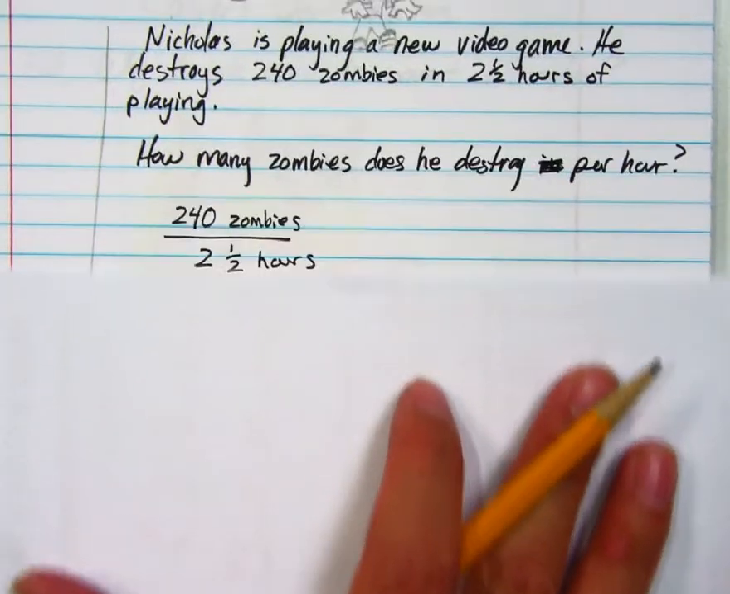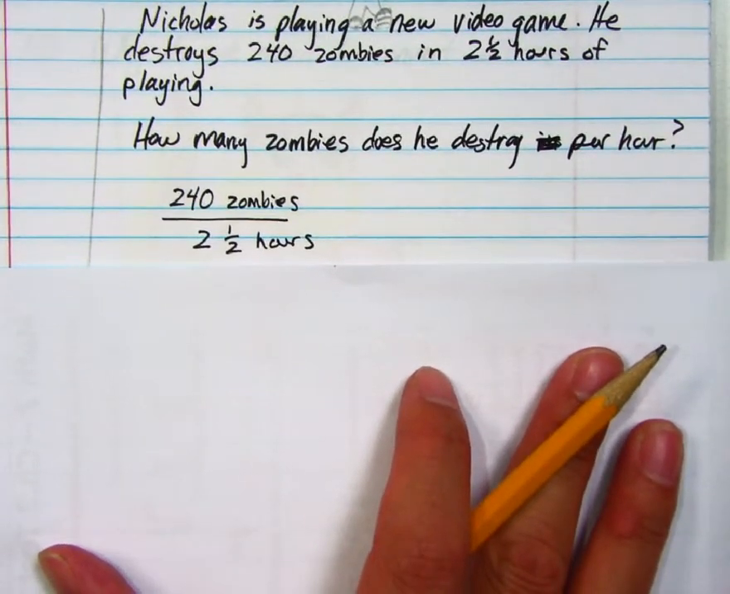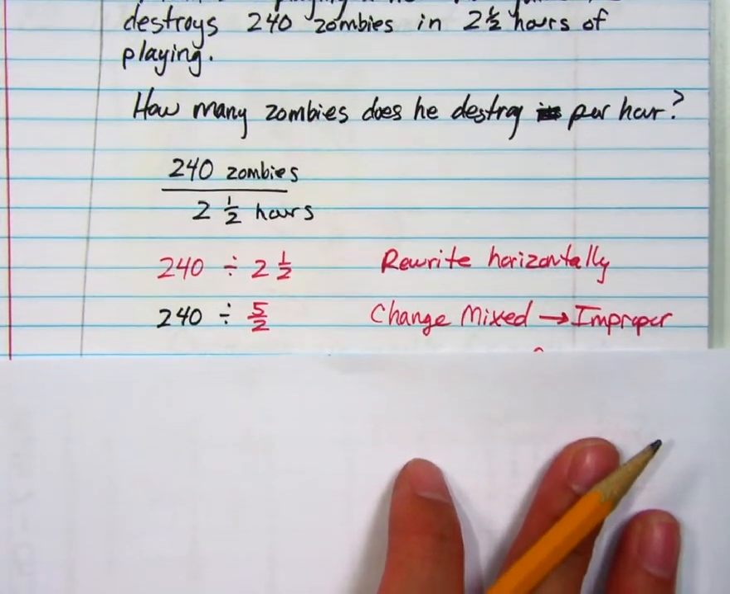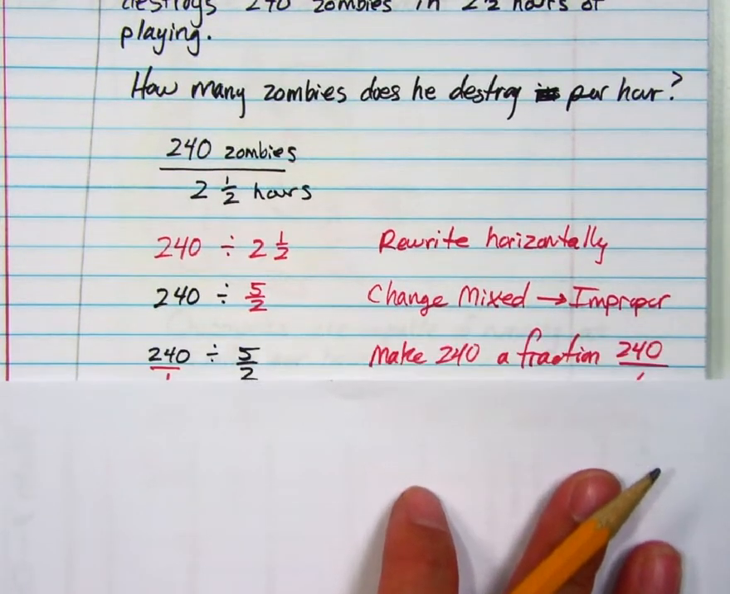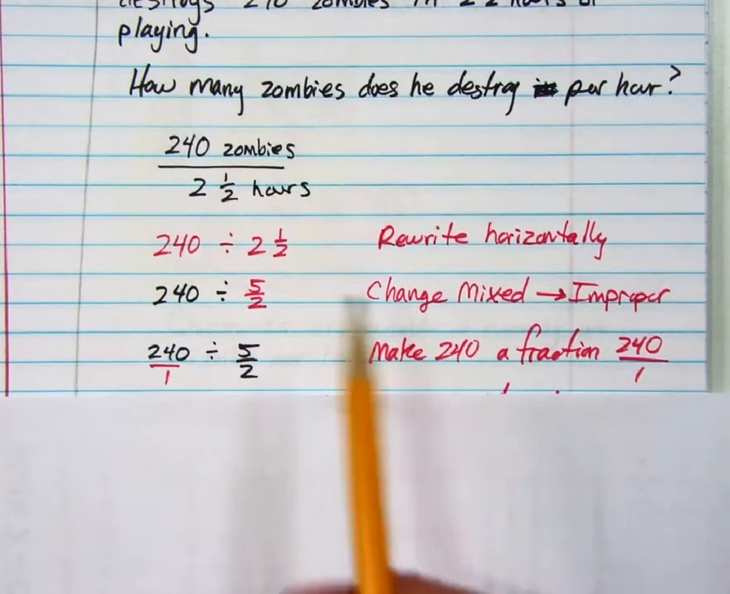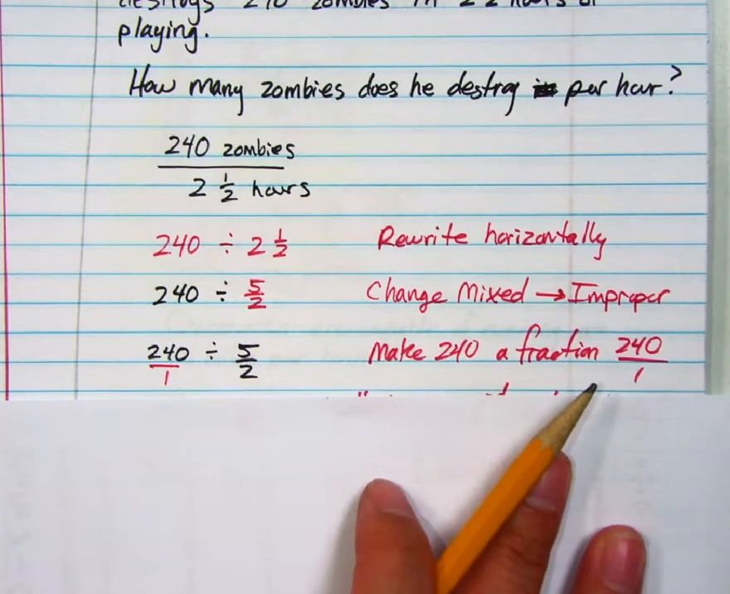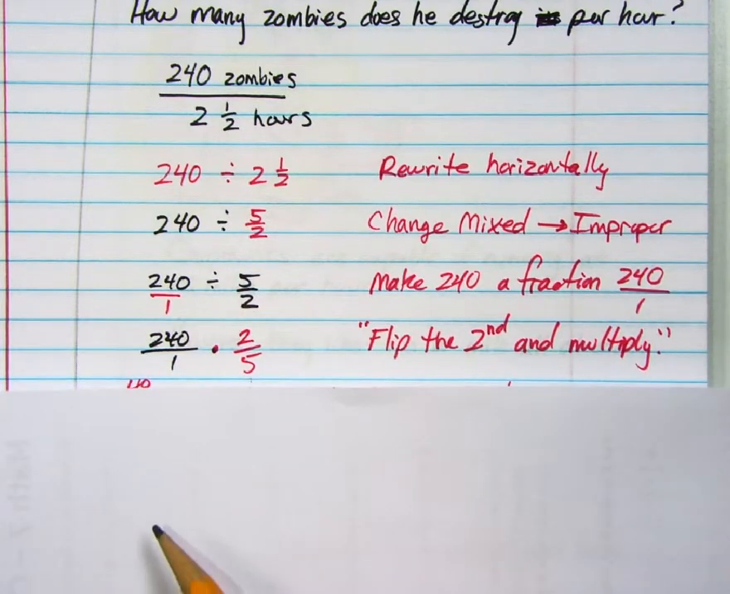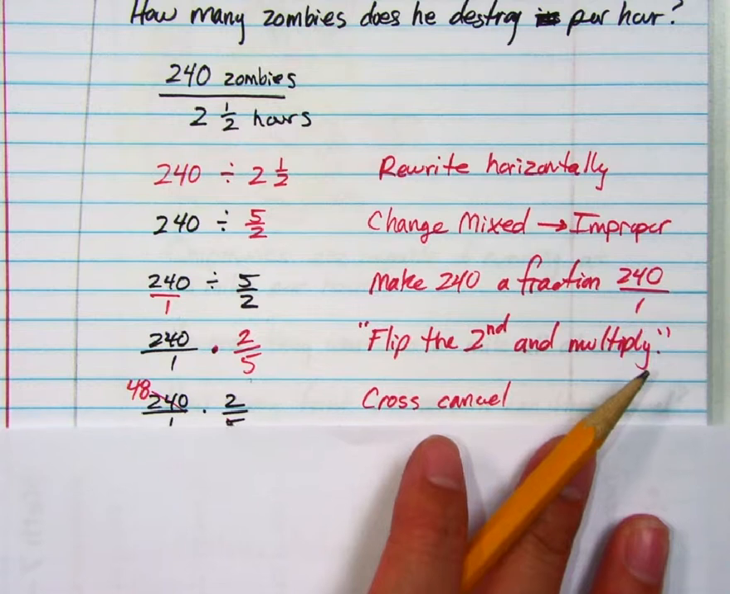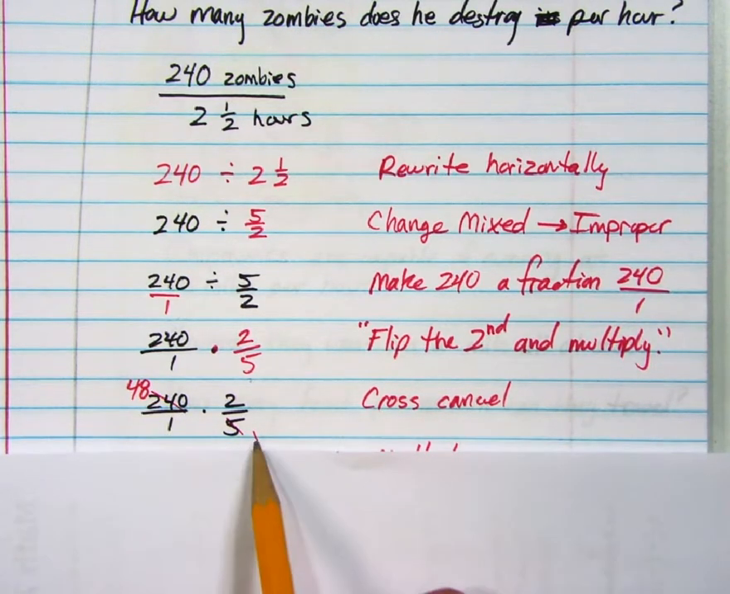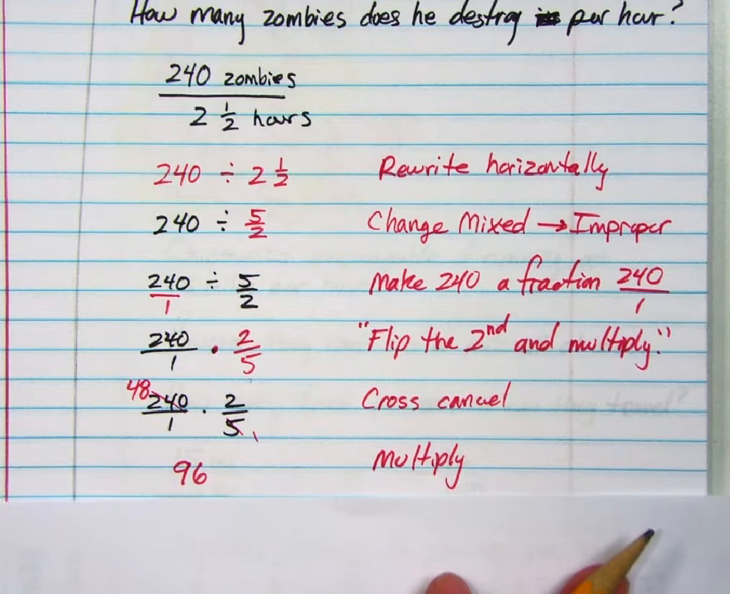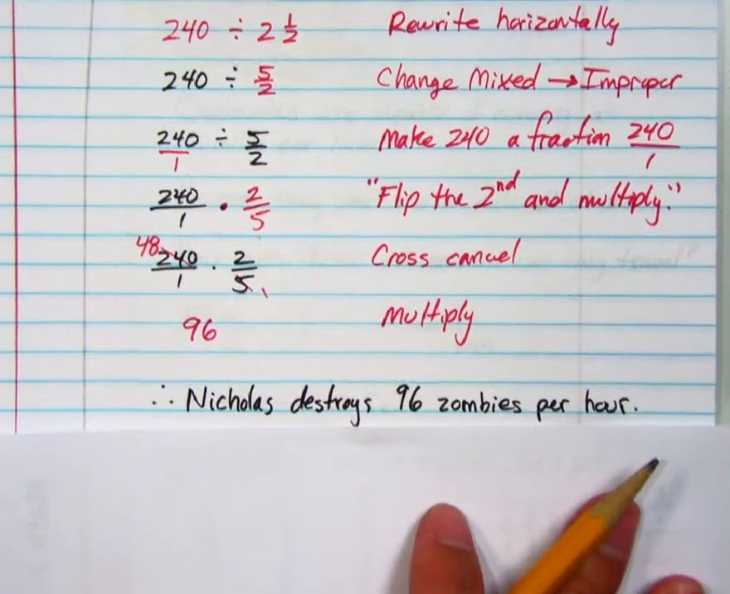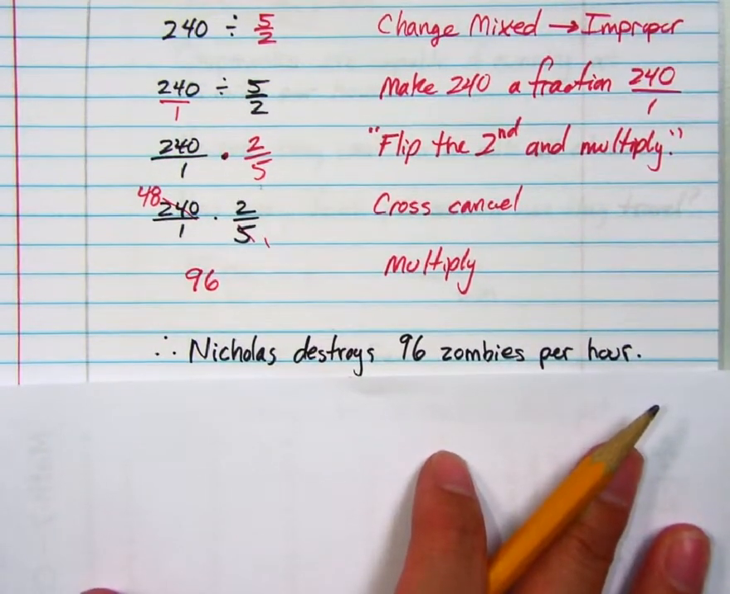All right, so here we go. Here's my complex fraction. 240 divided by 2.5 hours. I rewrite it horizontally. I change 2.5 to 5 halves as an improper fraction. I then also change 240 to 240 over 1 to make it a fraction. Then I remember that dividing fractions is easy as pie. I flip the second and I multiply. I can do some cross-canceling here. The 5 and the 240 turn into 1 and 48. And then I can multiply and find 96. Therefore Nicholas destroys 96 zombies per hour.